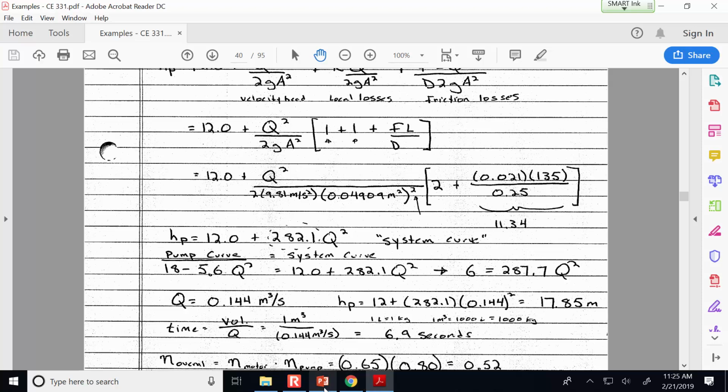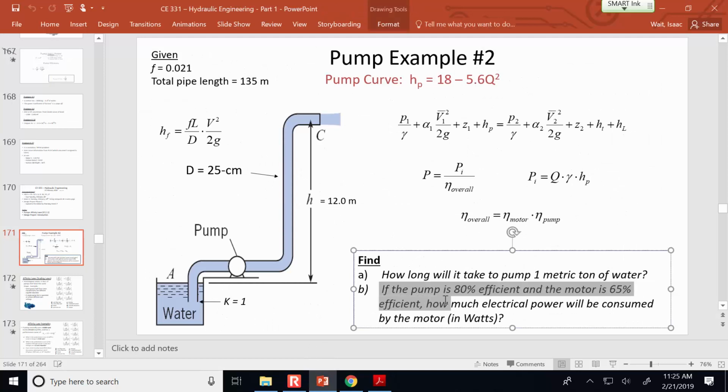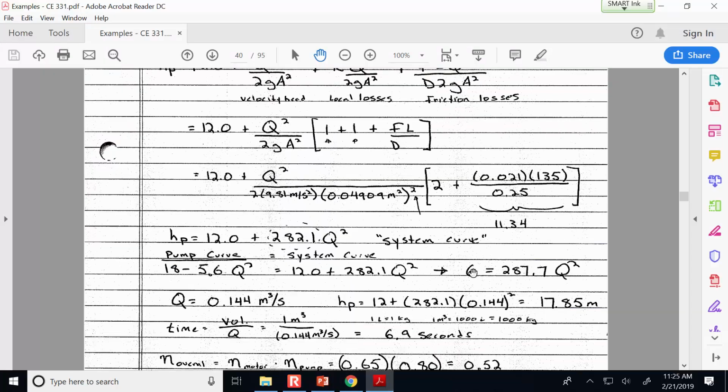Now when it comes down to efficiencies, what it was asking here is the pump is 80% efficient and the motor is 65% efficient. How much power is going to be consumed? Of course, the power equation, ideally, is the flow rate in cubic meters per second, multiplied by the unit weight of water, multiplied by how much pump head is being added. And we had already seen how much pump head is being added by substituting the given operating point, 0.144, into the pump head equation.